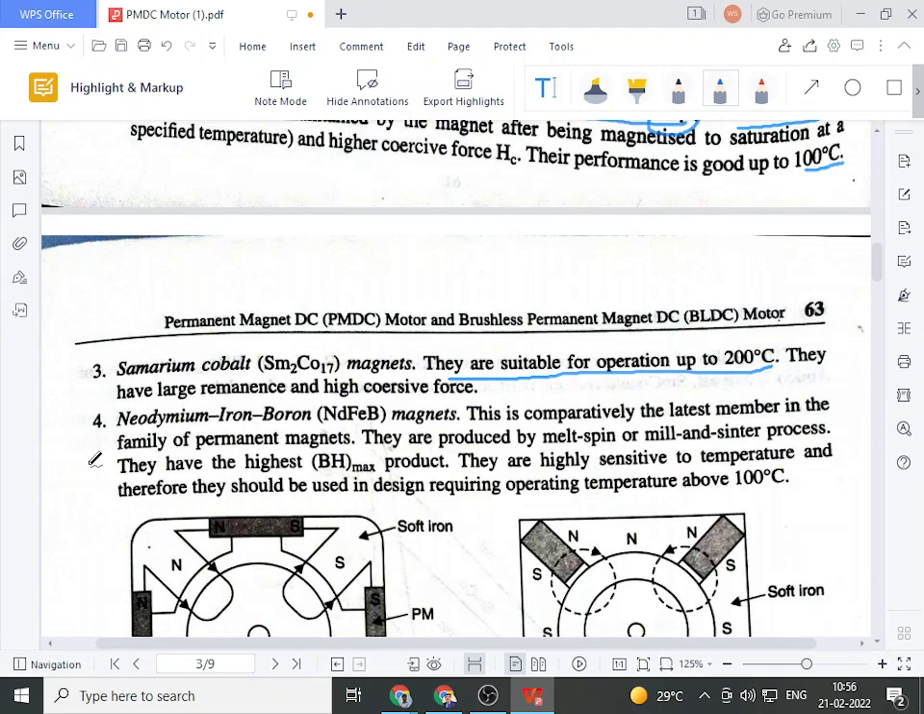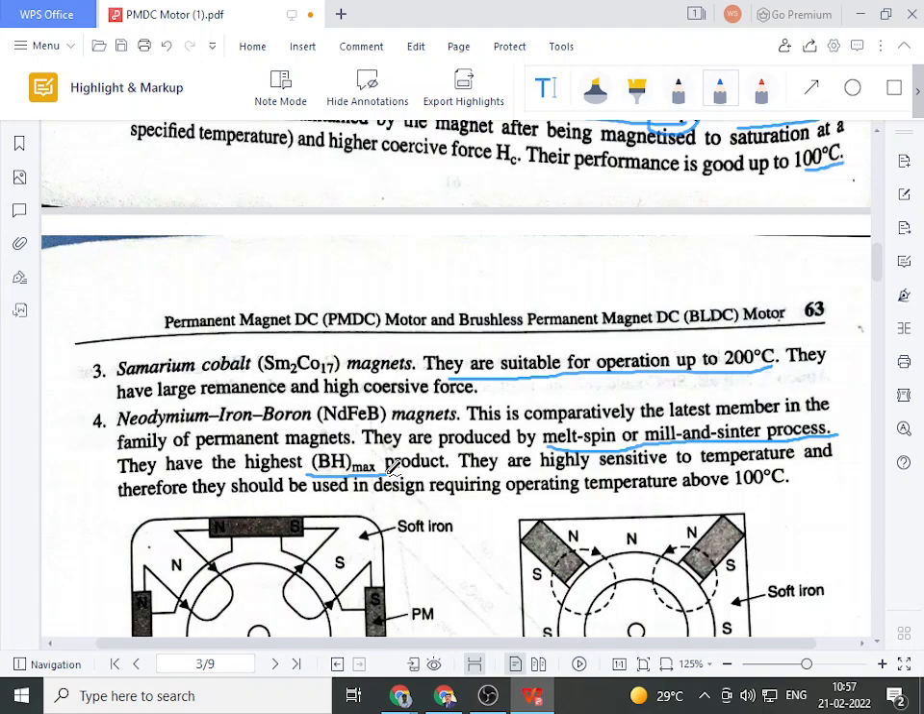As I have already told, this is the latest revolution in the magnetic material. These magnetic materials are generally produced by the melt spin and mill and sinter process. This is actually the formation process for that magnet, so you can Google this particular magnetic process. That means this is the manufacturing process of the NdFeB magnet.